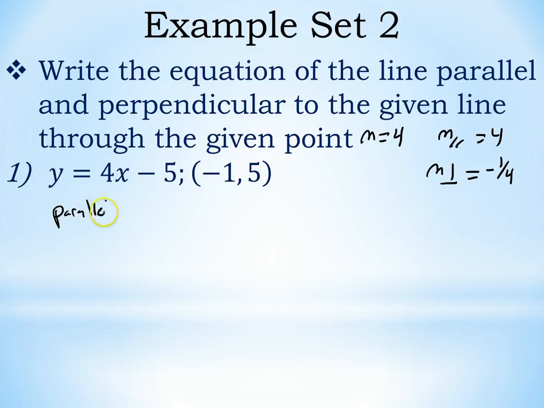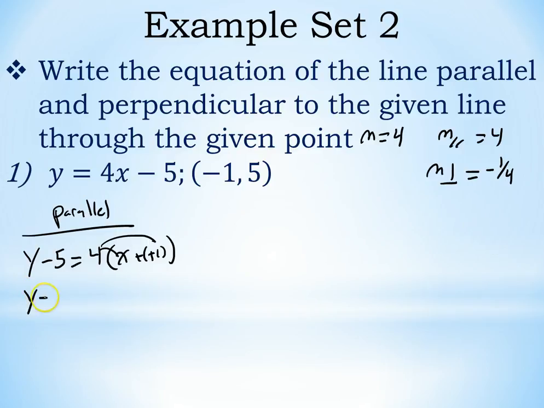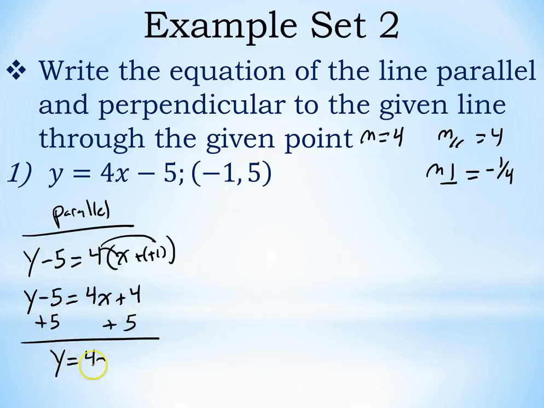So for parallel, we'll have y minus 5 equals 4 times (x minus a negative 1), which just becomes x plus 1. So when I distribute my 4, we get y minus 5 equals 4x plus 4. So I add 5 to both sides. My parallel line through that point would be y equals 4x plus 9. That's my parallel line.